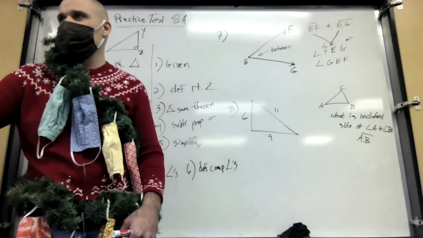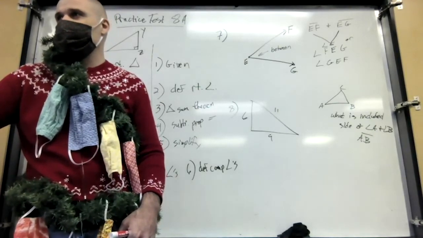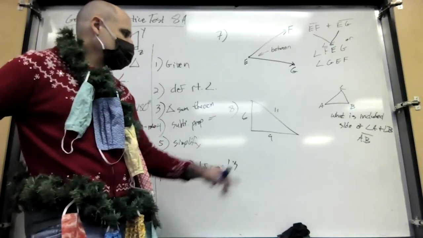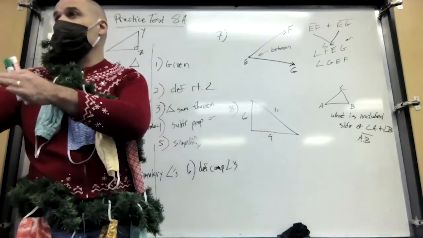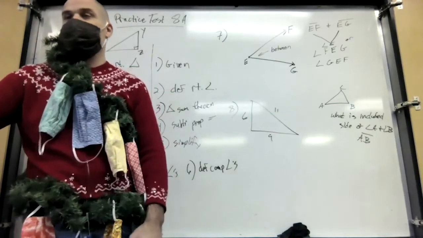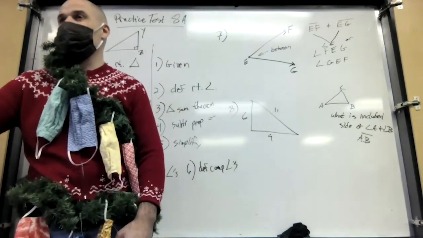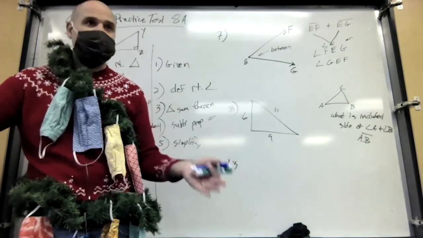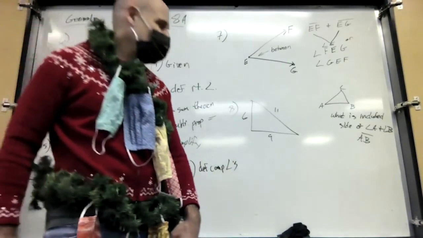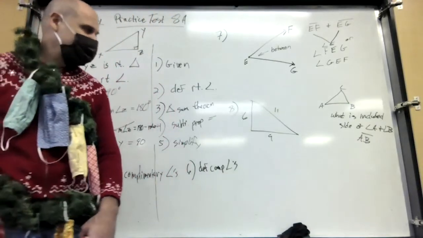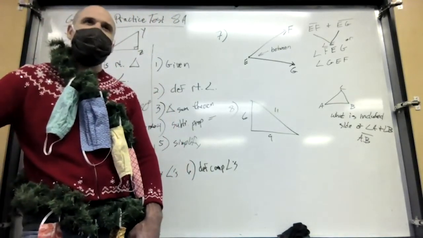Janae? This is a 100% guess, but because 6 and 9, it would have been like a 3, 4, 5 triangle, but it's not. That wouldn't be divisible. There's only one way to know. Is it because 6 and 9 don't equal 11? No, not because of that. Yeah, Tanner.